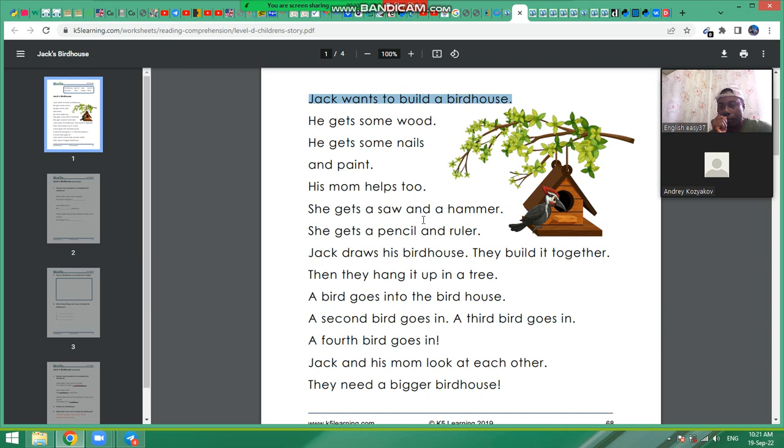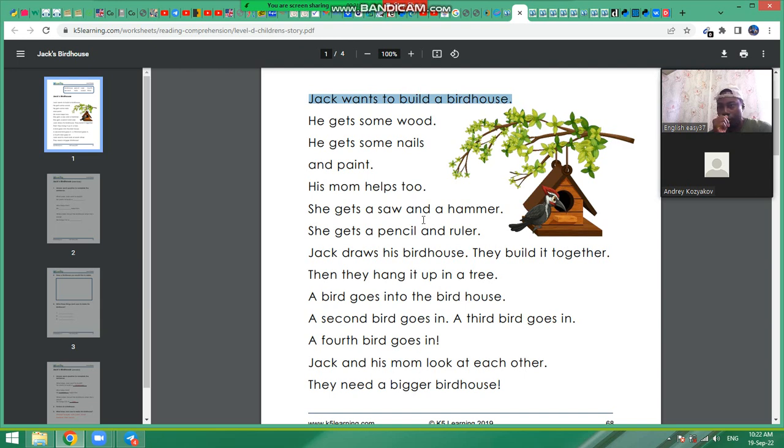But if we use, for example, Jack is... how can we say want? In this case we cannot use wanting. Okay, for example, Jack is building a birdhouse.